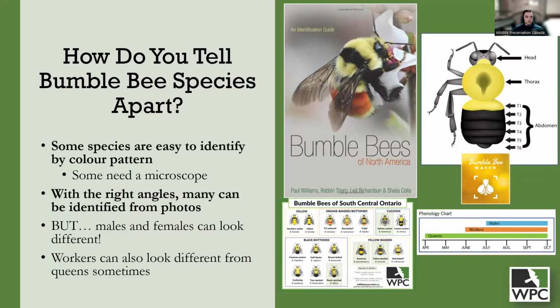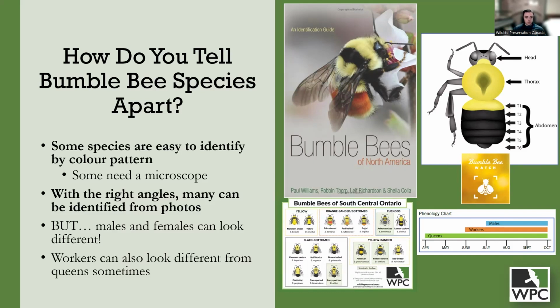Just to recap, bumblebees are pretty easy to identify by color pattern, specifically the color patterns that are shown on the head, the thorax, which is that middle part of the body that has the wings and legs attached, and then the abdomen, which is that long part of the body where the stinger is at the bottom of, which is basically the bee's bum. So we can identify bees pretty easily by the different color patterns on these three parts of their bodies.